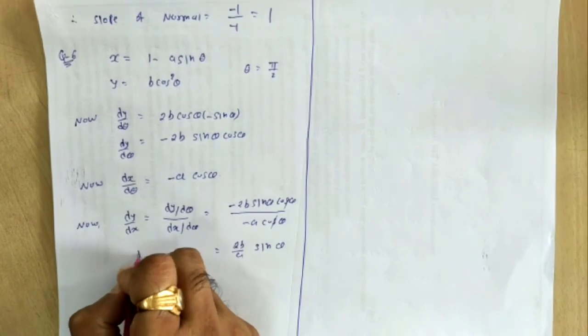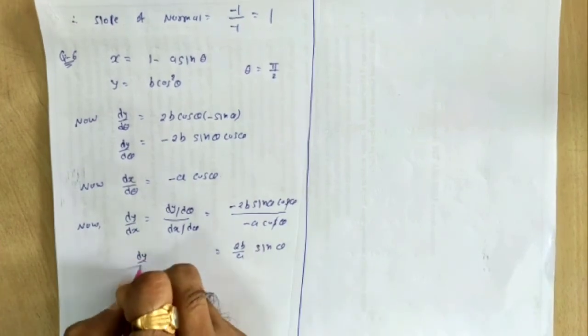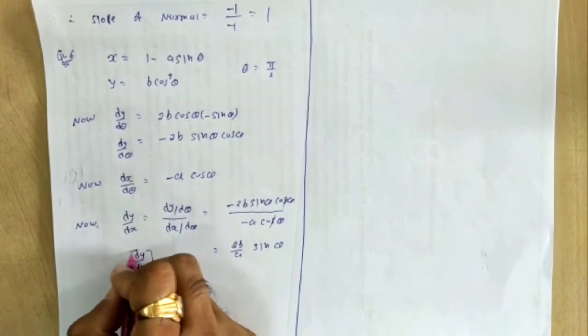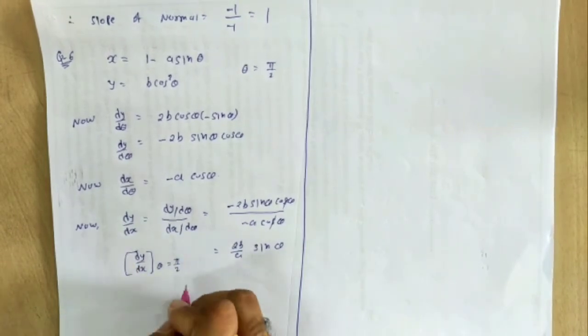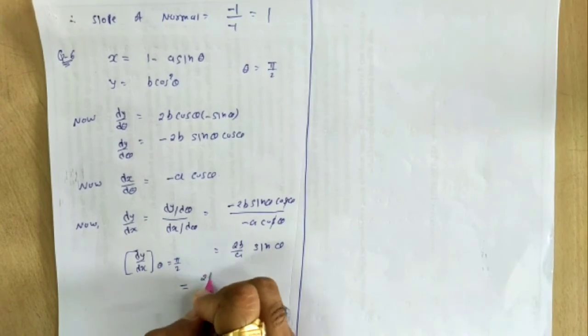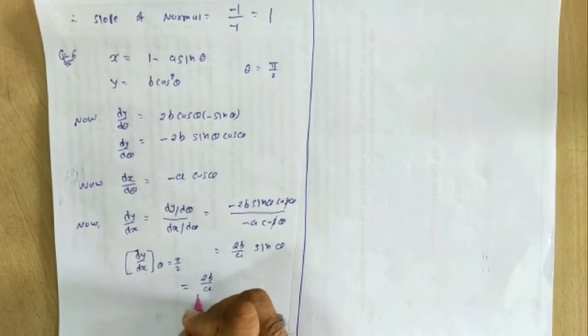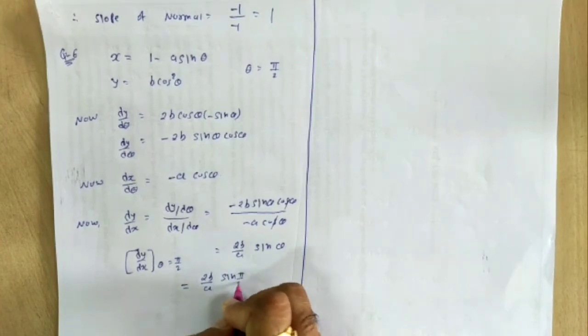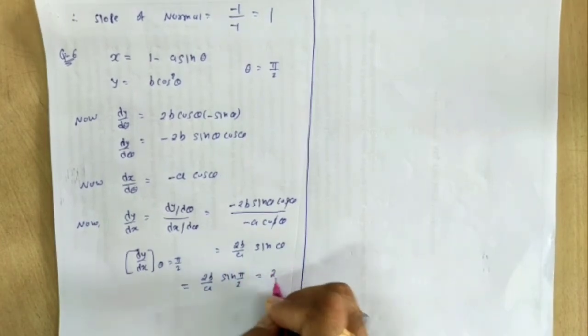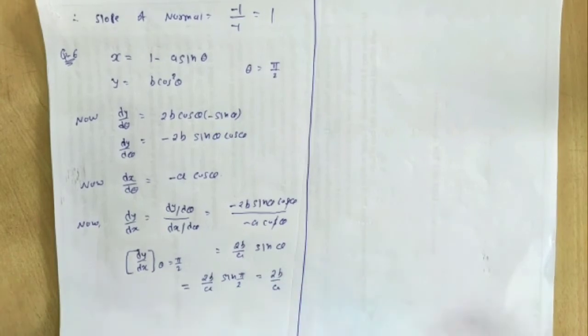So this is the slope of tangent at pi by 2. Let us find it. So dy by dx, slope of tangent at theta equal to pi by 2, will be 2b by a sin pi by 2. Sin pi by 2 is 1, so it's 2b by a. This is the slope of tangent.